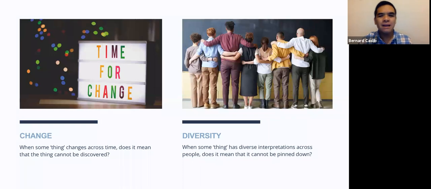Okay, so these are the two concepts that I mentioned earlier. Number one is change, and number two is diversity. And why are these two concepts important to mention at the outset? Because these two concepts pose a basic foundational challenge to ethics. Change: ethics, just as many other things in the world, is prone to change.